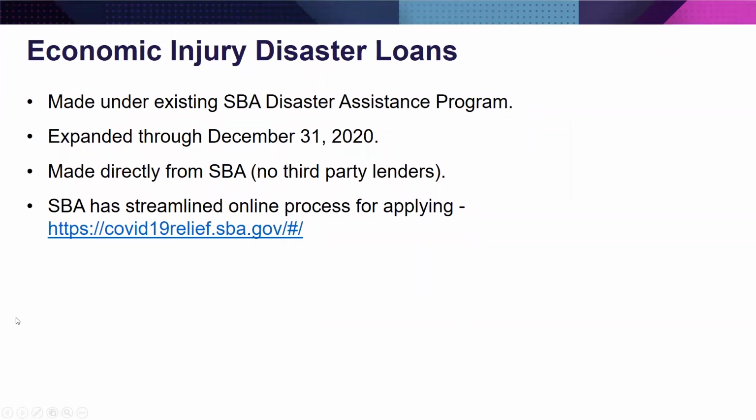So now I'm going to move on to the economic injury disaster loans, which again have not been on the forefront in terms of people's interest, but it may end up being a better deal, at least for the long-term issues that clients may encounter throughout this year. So the economic injury disaster program already exists. It's under the general SBA disaster assistance program, otherwise known as 7B. The CARES Act expands it substantially, and it's expanded through the end of the year, which is longer than the PPP program. It's made directly by the SBA. There are no third-party lenders, and the SBA has streamlined the process.